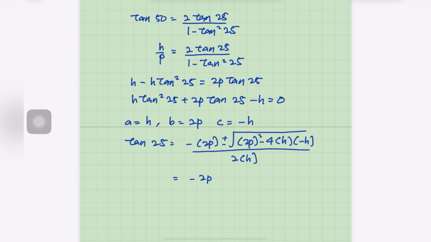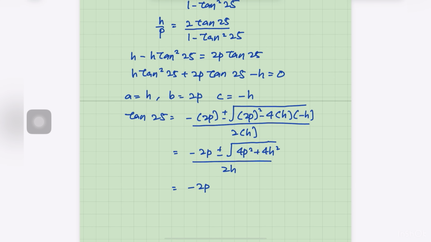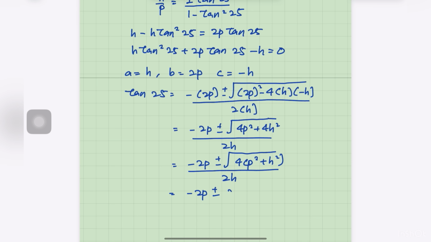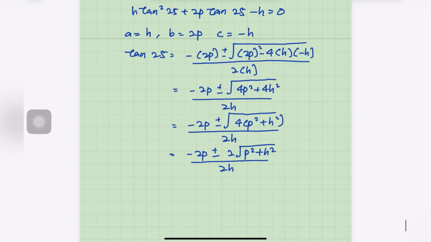So this becomes negative 2p plus minus square root of 4p squared plus 4h squared, over 2h. We can factorize: 4 times p squared plus h squared, square root, over 2h. So negative 2p plus minus square root 4 is 2 square root of p squared plus h squared, over 2h. We can simplify, all divided by 2. So we get negative p plus minus square root of p squared plus h squared over h. This is our tangent 25.